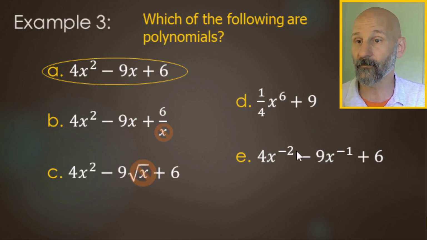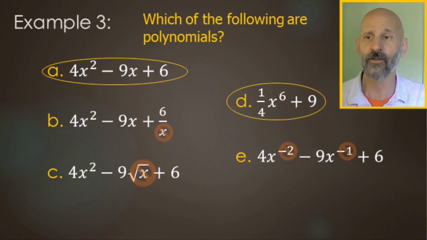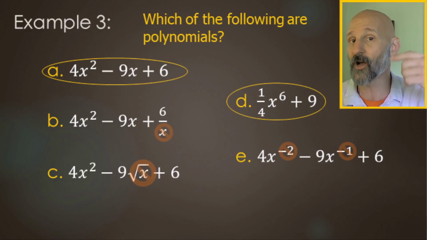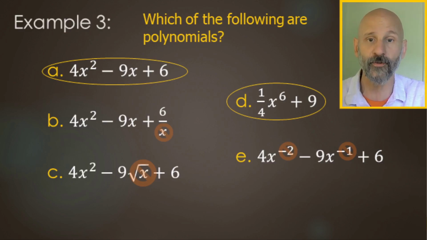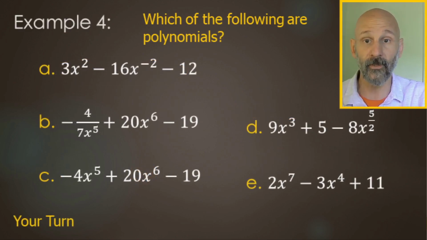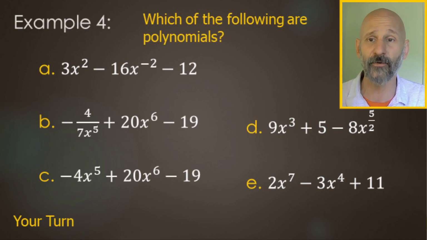All right, letter D. Let's look at our exponents. Oh, we have whole number exponents only. So yeah, letter D is good. And then letter E, oh, we have negative exponents on our variables. So that's not going to be a polynomial. Okay. So pretty simple as far as identifying polynomials. Whole number exponents on the variables only, no variables in the denominators, no square roots, cube roots of variables. Okay. So let's have you go ahead and try these ones out on your own. Pause the video, then come on back and see how you did.